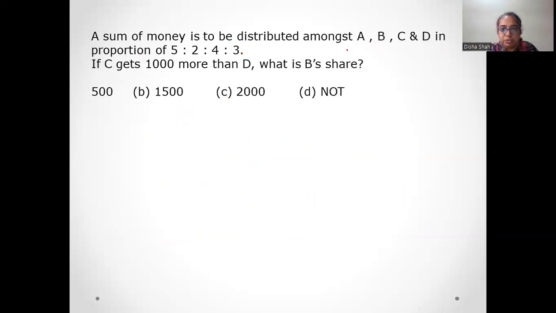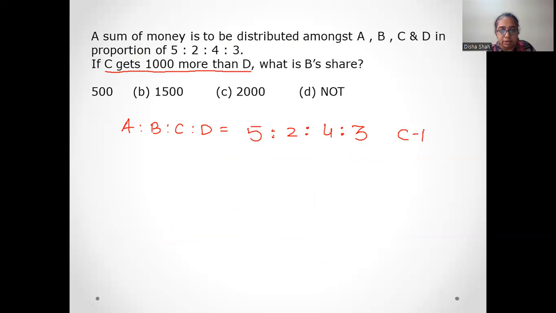A sum of money is to be distributed between A is to B is to C is to D in which proportion? In the proportion of 5 is to 2 is to 4 is to 3. What is written? If C gets 1000 more than D, मतलब आपको ये वाली वैल्यू दे दी गई है that C minus D is equal to 1000, तो आपको निकालना है B का शेयर.